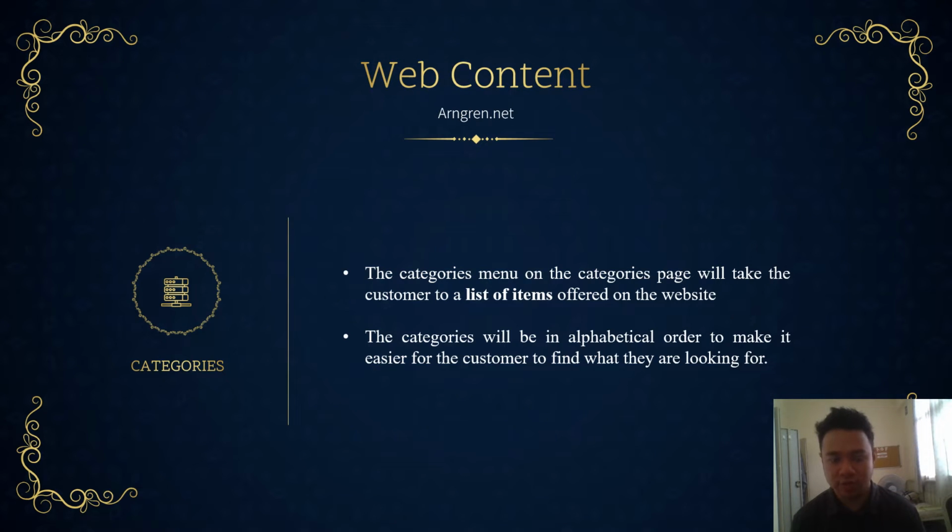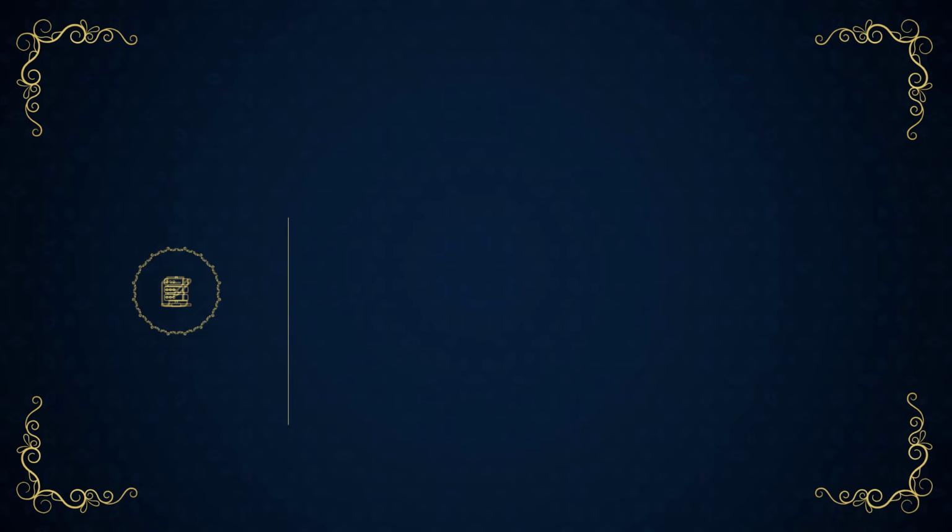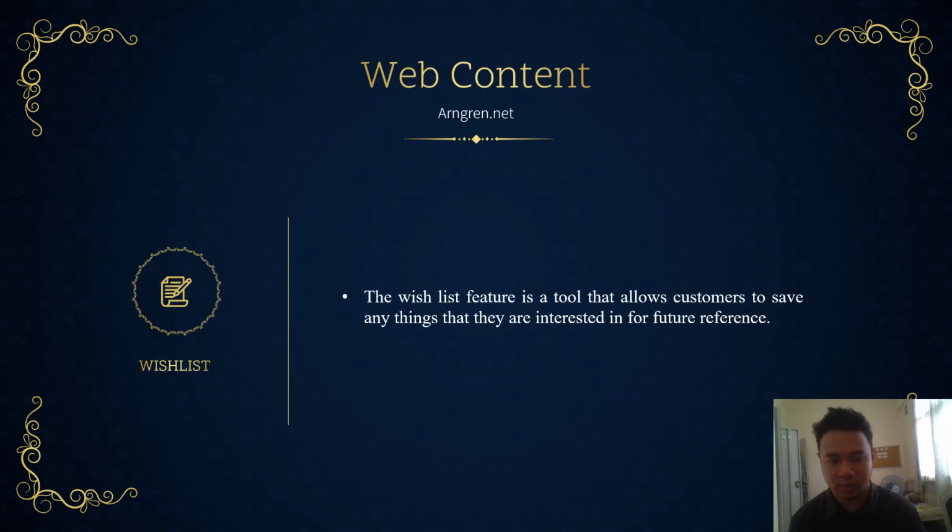The second one is the categories. The categories menu on the categories page will take the customer to a list of items that our website offers. The categories will also be in alphabetical order to make it easier for the customer to find what they are looking for. The third one is the wish list. The wish list feature is a tool that allows customers to save anything that they're interested in for future reference.